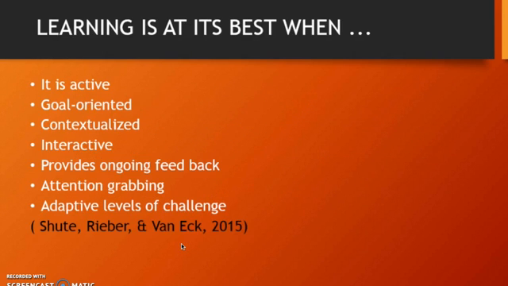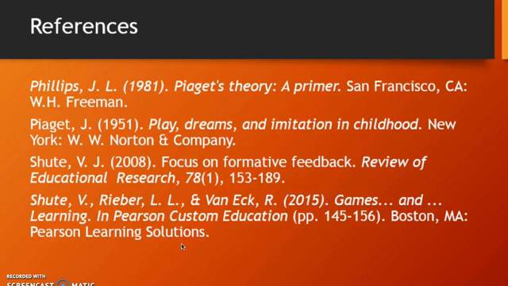Learning is at its best when it's active, when it's goal-oriented. It's got to be contextualized, interactive, and provide ongoing feedback to the learners. And there's got to be something to grab the learner's attention and take into account that learners have many different levels. Therefore, the gaming must be able to adapt to the learner's actual level. So these are the important things that have been identified in the research. But now let's just take a look and see how all of this plays out in the classroom.